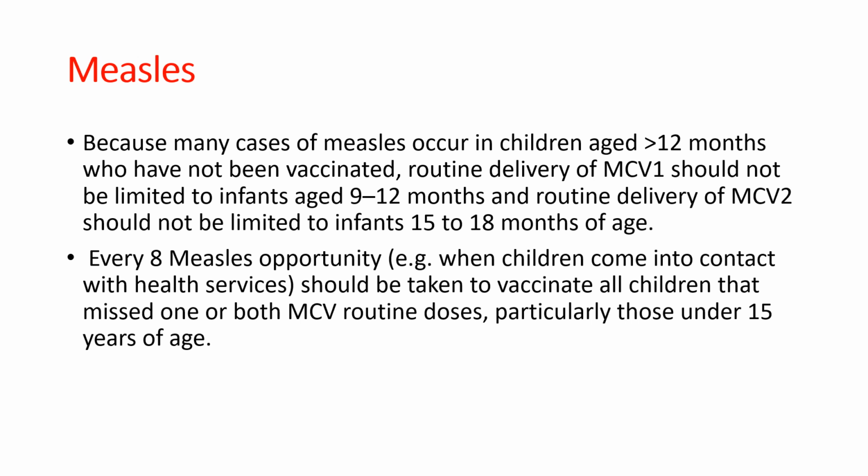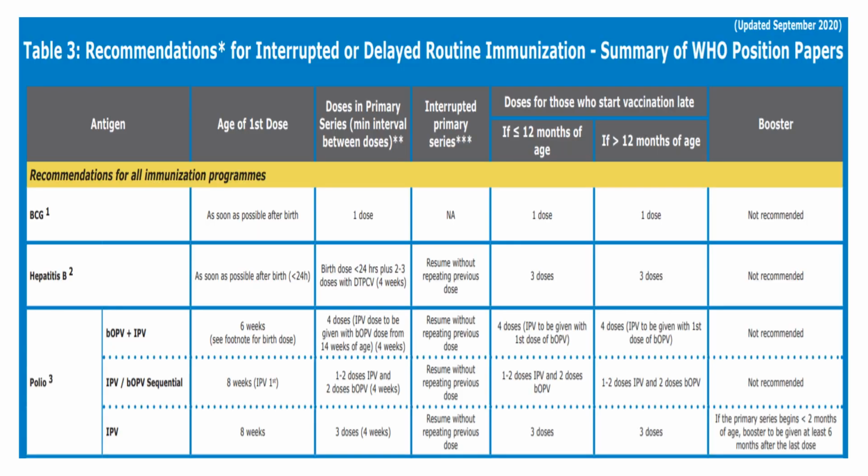Every measles opportunity, that is whenever the child comes into contact with health services, should be taken to vaccinate all children that missed one or both of the measles containing vaccine routine doses, and particularly those under 15 years of age, because they are the ones at risk. Here is a more comprehensive list of the recommendations for interrupted or delayed routine immunization as per the World Health Organization.